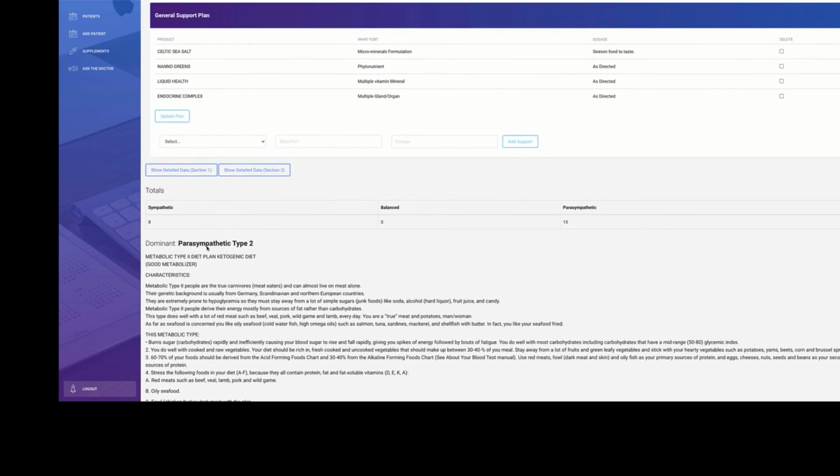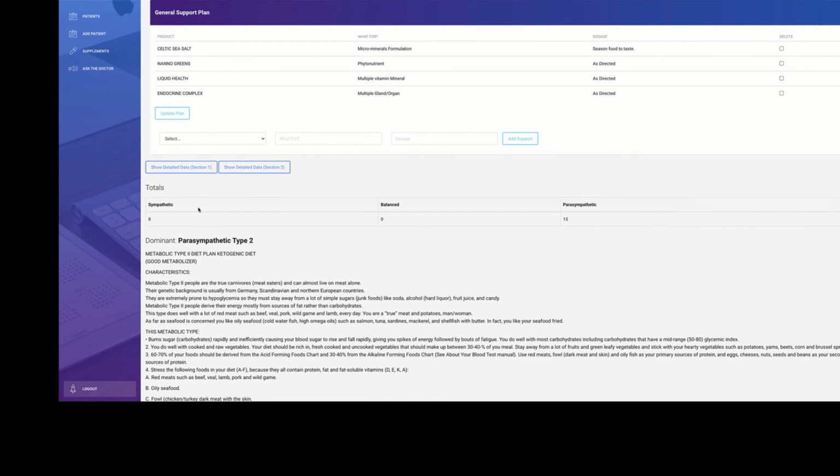Now, we're going to go back down to determining what kind of a diet this patient should be on.